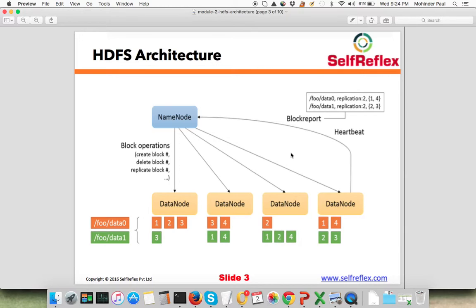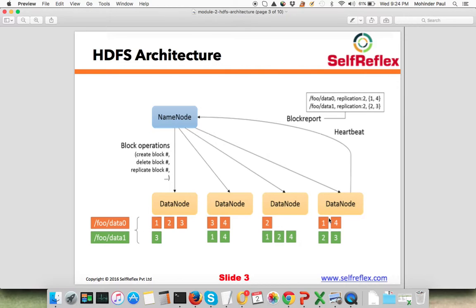So when a name node figures out that one of the data nodes is not sending the heartbeat signal, it will realize that this data node is dead. So what the name node is going to do is try to replicate the blocks which were present on this data node. It will figure out that the same blocks are present on some other data node, and it will replicate them again to other data nodes, which means it will try to maintain the replication factor which is configured.